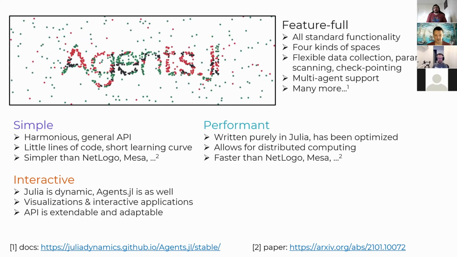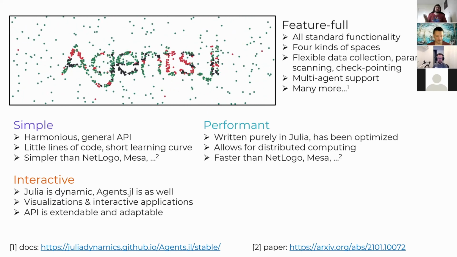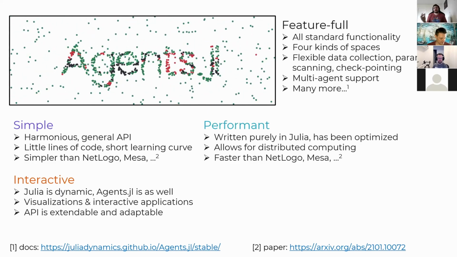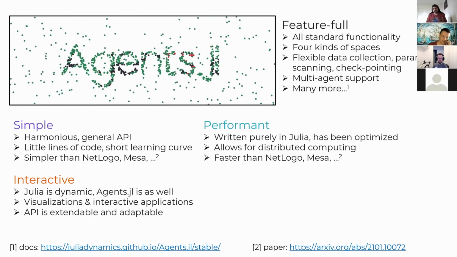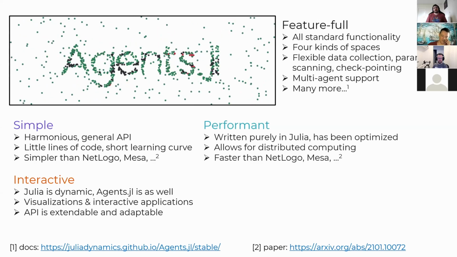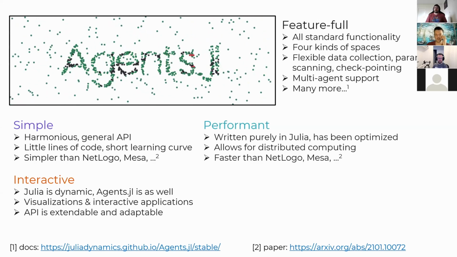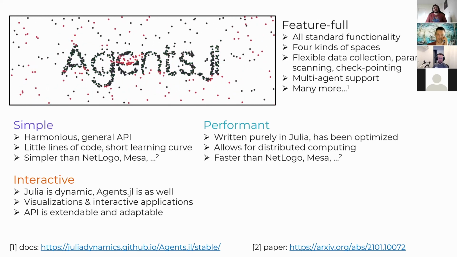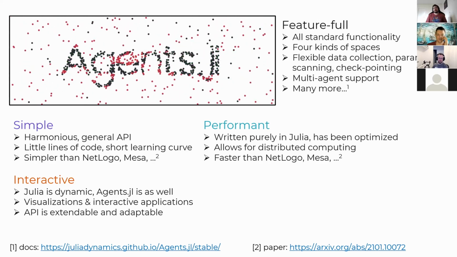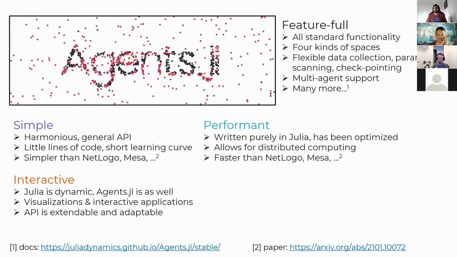Agents.jl is also interactive. Of course, as you have already seen, Julia is a dynamic language, so you can interactively check your variables and change your data structures. Agents.jl has been designed with the same philosophy, but it also has visualizations and interactive applications that you can play with live. And it has an API that is extendable and adaptable to your own simulation setup.